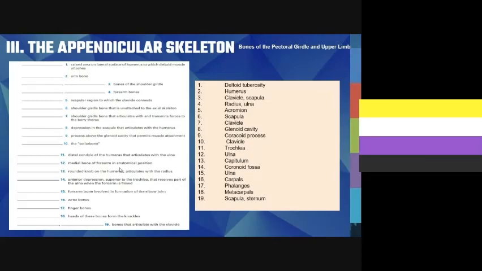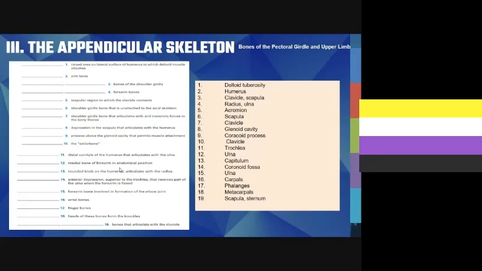Number 4. Forearm bones. The answer is radius and ulna. Number 5. Scapular region to which the clavicle connects. The answer is acromion. Number 6. Shoulder girdle bone that is unattached to the axial skeleton. The answer is scapula. Number 7. Shoulder girdle bone that articulates with and transmits forces to the bony thorax. The answer is clavicle.